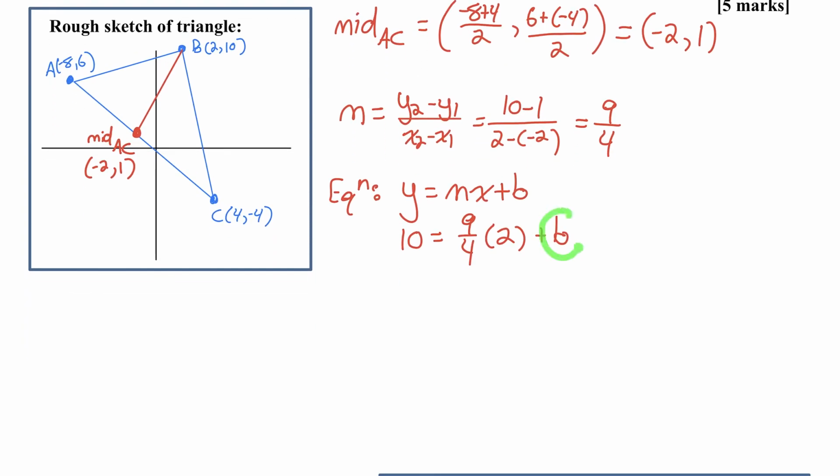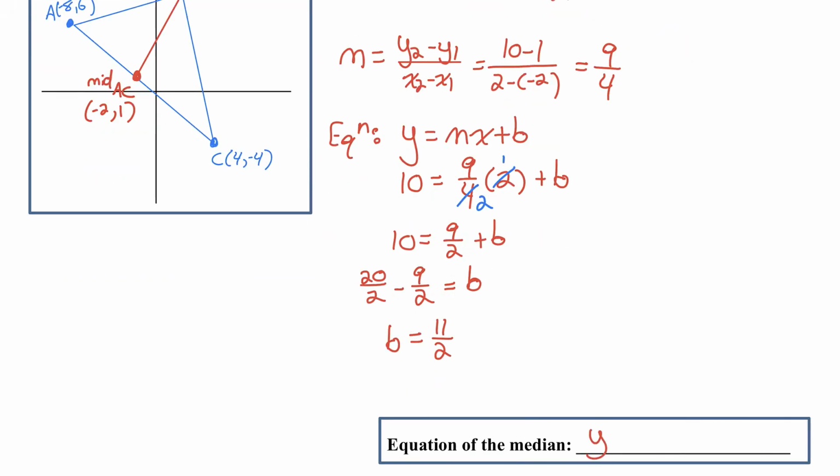And then if I solve this equation for b, I'll start by finding this product, or actually it might be easier if I reduce this. 2 over 4 reduces to a half. So I have 10 equals 9 over 2 plus b. We'll subtract this 9 over 2 to the other side. So I have 10 minus 9 over 2. Let me get a common denominator. This is 10 over 1. I'll multiply top and bottom of this by 2, which would give me 20 over 2, which leaves me with a b value of 11 over 2, or 5.5. So the final equation of the median would be y equals 9 over 4x plus 11 over 2.